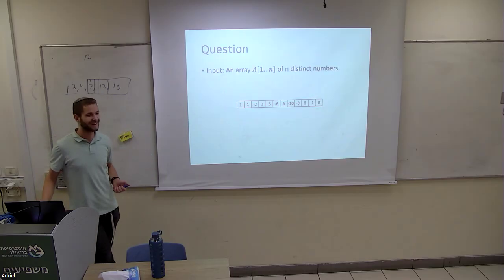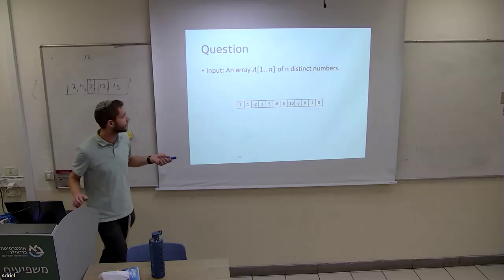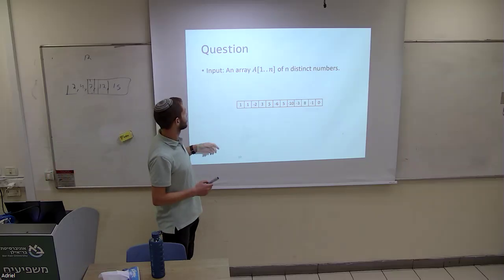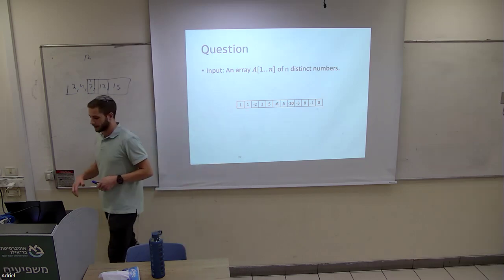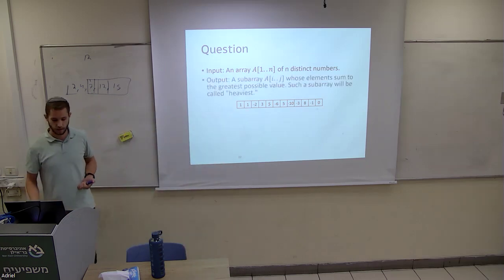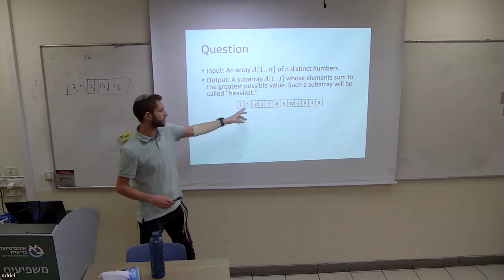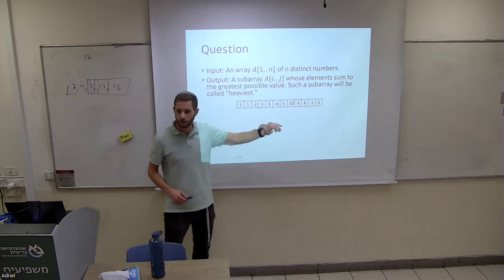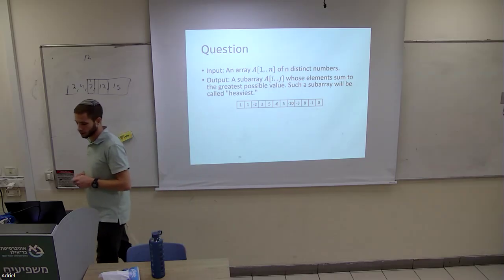All right, the input is an array of n distinct numbers, like there is on the board. Technically, if it's distinct numbers, I don't know why it's 1 and 1, but I don't think it matters too much. We need to find a subarray from some point to some point such that the sum of all of those elements is the maximum possible value.